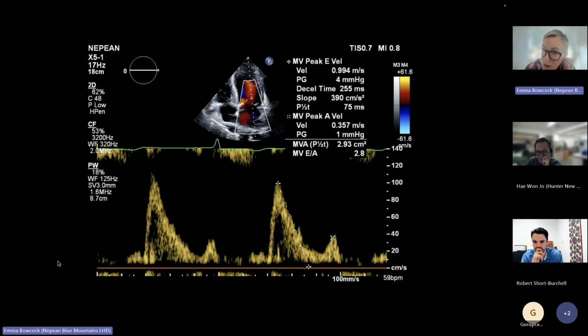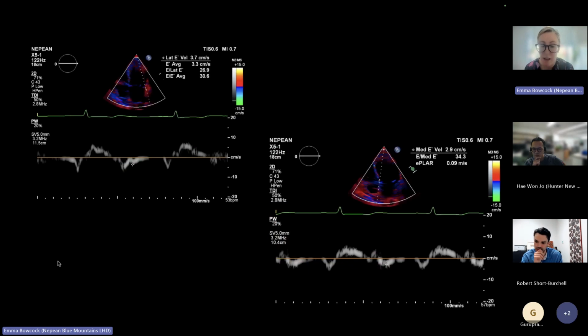And to be honest, you just have to look at the trends, do diuresis, see if it comes down. In fact, he went to a more impaired relaxation pattern once he was diuresed and his LAP came down. If I had time, I would have shown his repeat imaging after diuresis. Yeah, the decel time isn't particularly restrictive here, is it? 255. We normally say less than 160 would be that really restrictive inflow pattern. But he certainly responded to diuresis with his E to A ratio coming down to an impaired relaxation pattern.